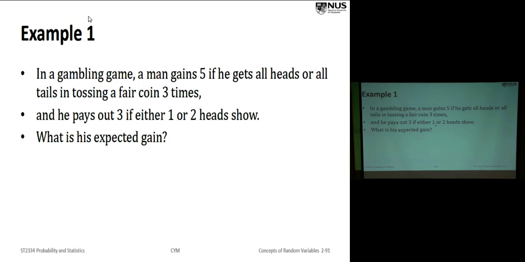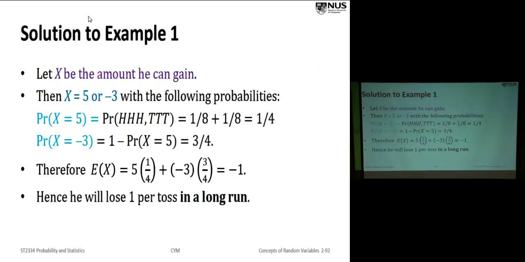Okay, so this is not very well stated. What this really says is this individual pays out if you don't get 3 heads or 3 tails. That's really what it means. Otherwise, it's very strangely stated. So the probability that you gain 5 is the probability you get 3 heads or 3 tails.